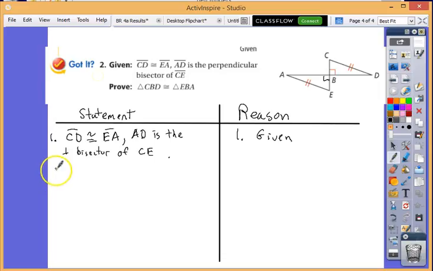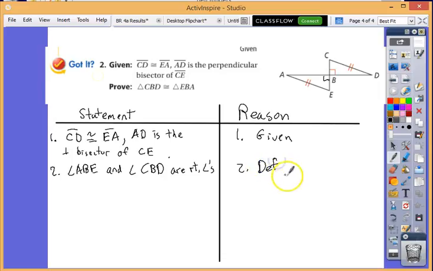All right, let's see how far you got. Some of you look like you're a little bit stuck. The first thing I'm going to do is I'm going to say that angle ABE and angle CBD are right angles. And the reason I can do that is the definition of a perpendicular bisector. So anytime you're applying knowledge that you know, chances are it's a definition. Definition of perpendicular bisector is it splits 2 things in half and it does it at a 90-degree angle.